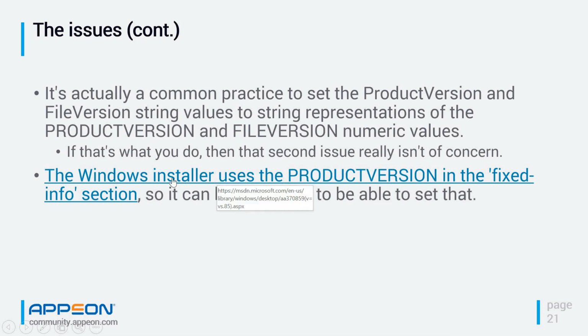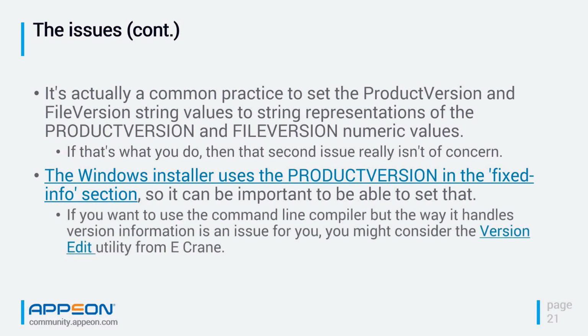1.0.0.1. Part of the problem here is the Windows installer actually uses that product version information. So because of that, it's actually kind of important that we set that to a value that's unique for each version of our executable. Now, if you want to use the command line compiler, this is a workaround. I mean, you don't have to give up on the command line compiler just because of this issue. You just have to be aware of it.